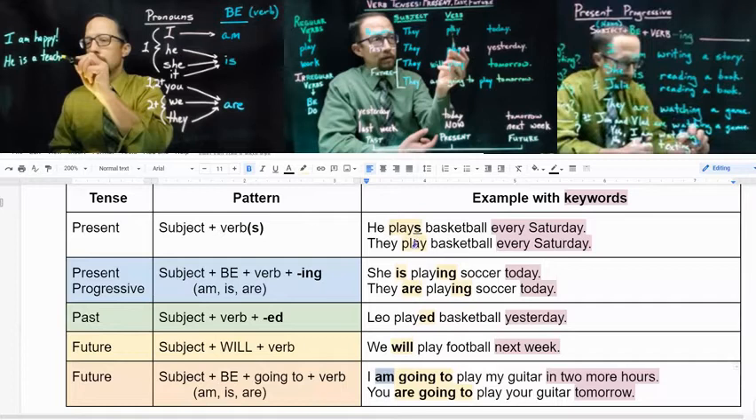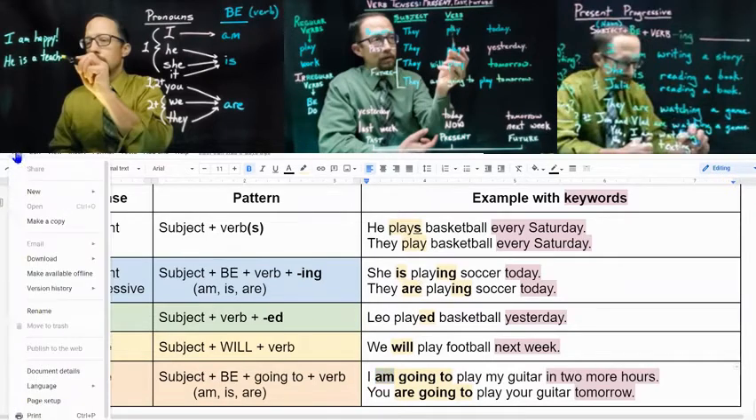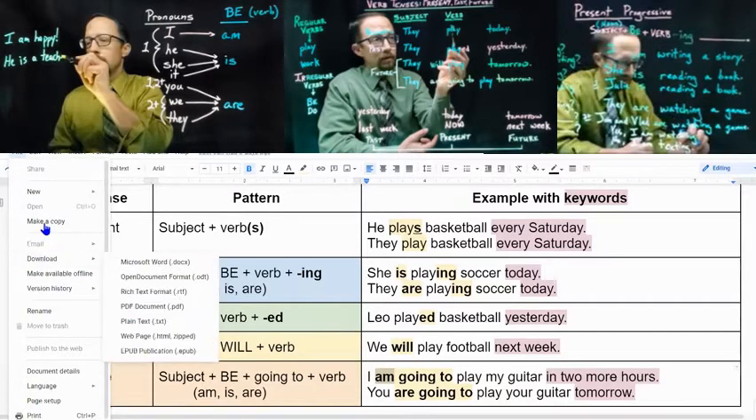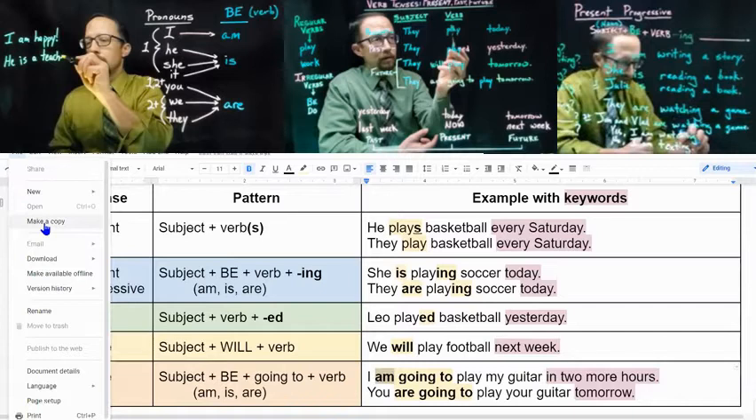So remember, keep these in your notes. Keep your notes. It will help you when you read and when you write. Okay? You can even make a copy of this assignment. Remember? You go here, File, and you can make a copy if you want, if it is easier.